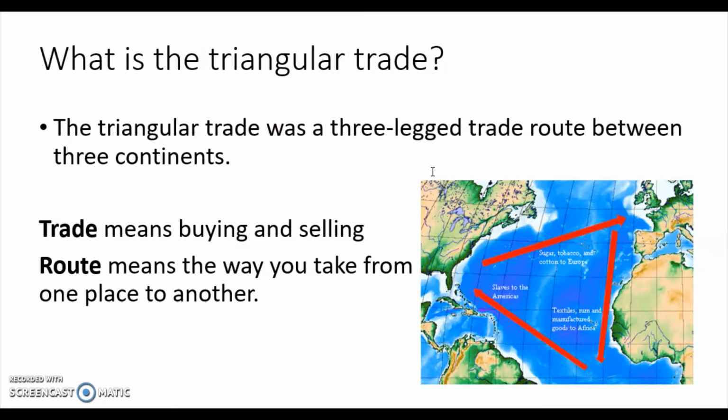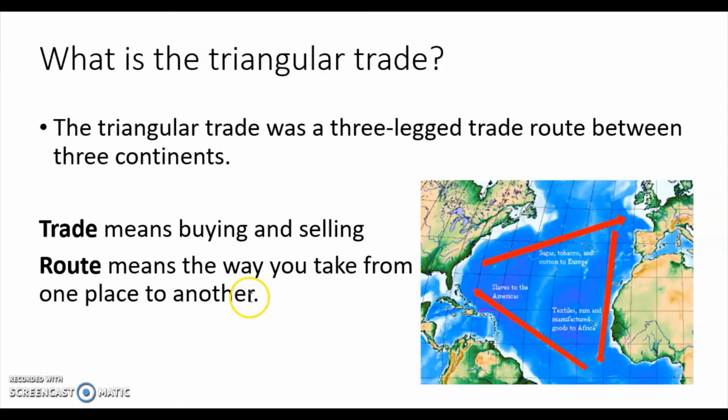So what is the triangular trade? The triangular trade was a three-legged trade route between three continents. So what does all that mean? Trade means buying and selling. Route means the way you take from one place to another.